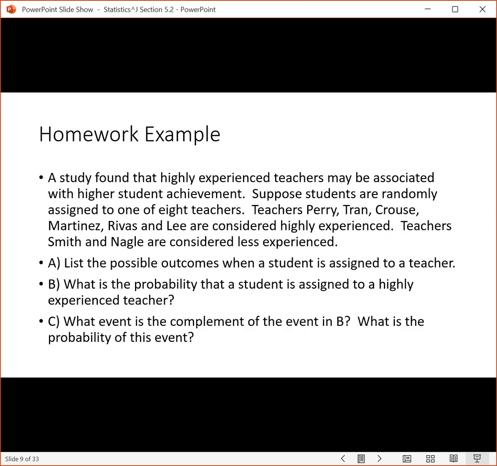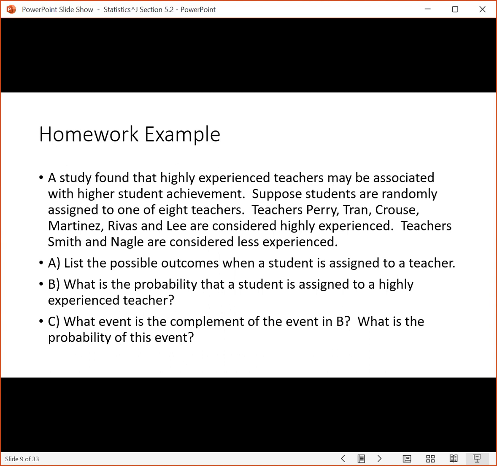Okay, let's look at a homework example now. A study found that highly experienced teachers may be associated with higher student achievement. Suppose students are randomly assigned to one of 8 teachers, and then it gives a list of names there. It says some of those are highly experienced and some of those are less experienced. The first thing it asks us to do is to list the possible outcomes when a student is assigned to a teacher.